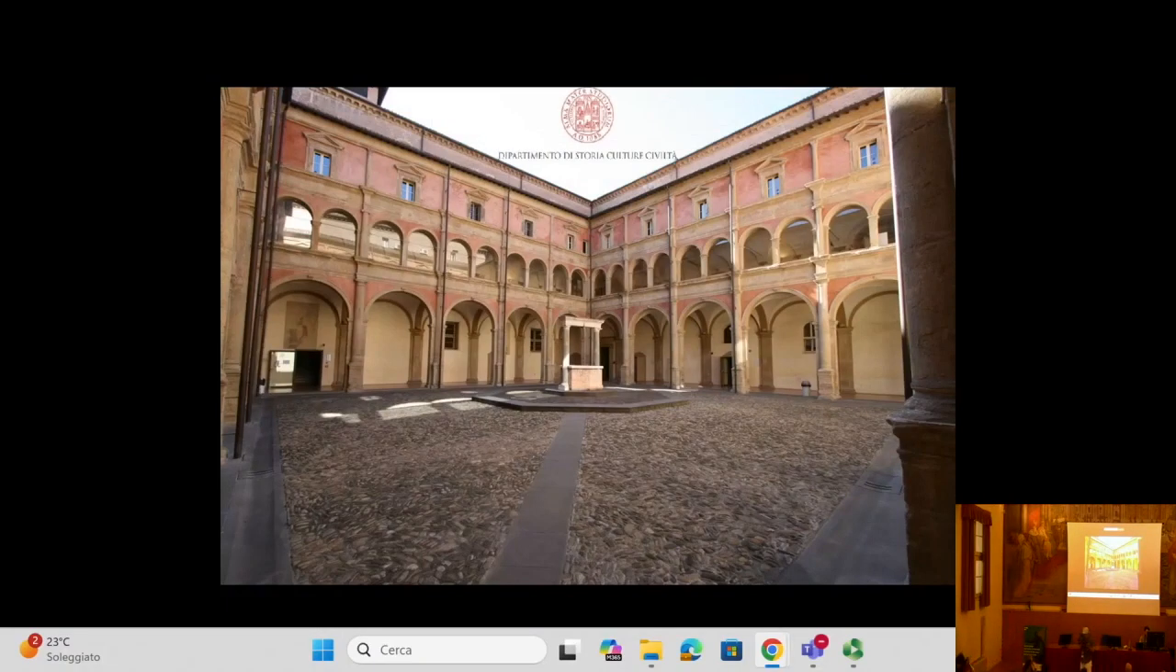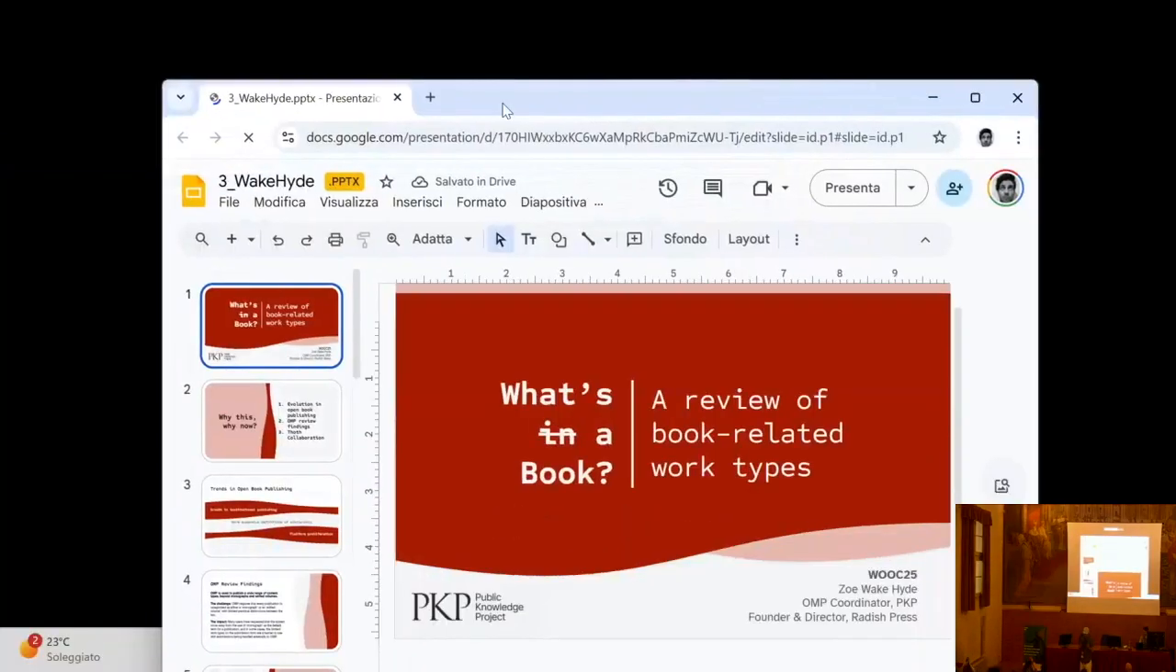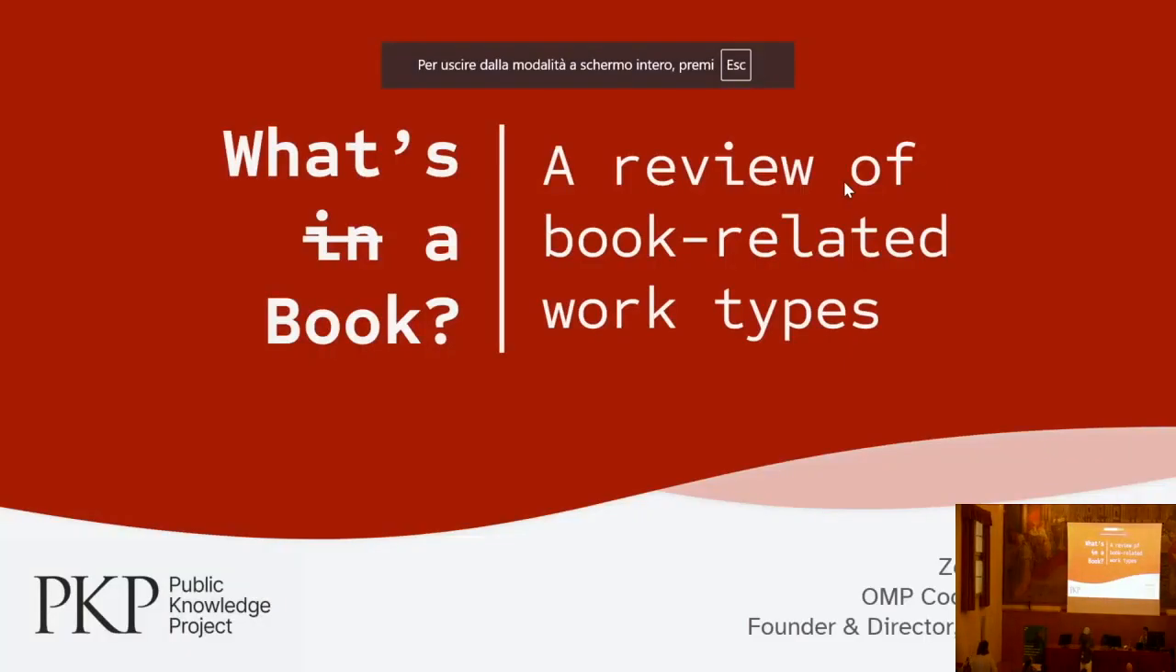And the next speaker is Zoe Wake-Hyde, who is having a talk entitled What's in a Book? A review of book-related work types in various metadata schemas, and an attempt to align these in OMP and Thoth Open Metadata. Thank you.